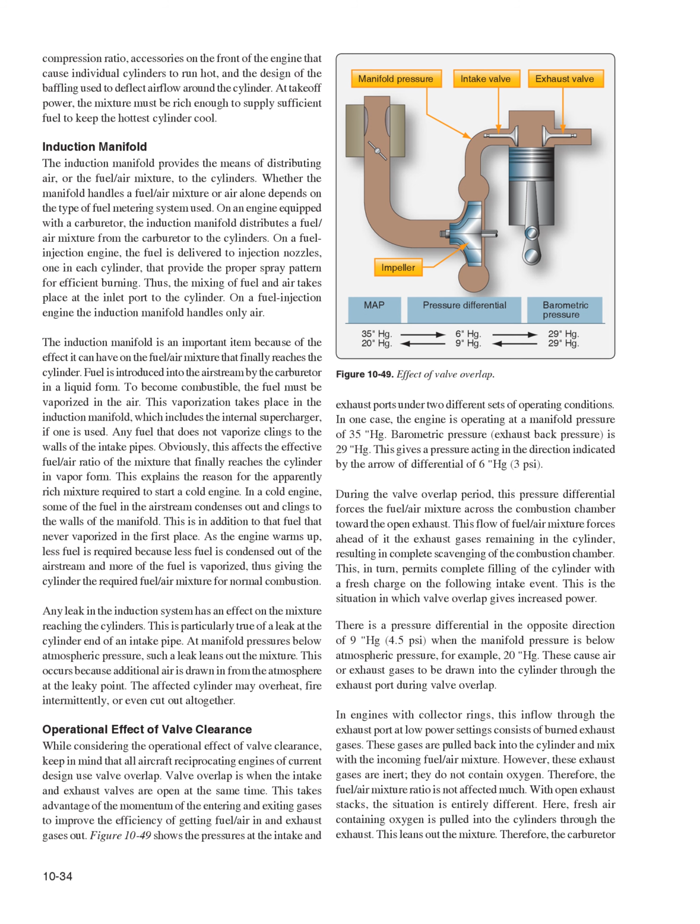Any leak in the induction system has an effect on the mixture reaching the cylinders. This is particularly true of a leak at the cylinder end of an intake pipe. At manifold pressures below atmospheric pressure, such a leak leans out the mixture. This occurs because additional air is drawn in from the atmosphere at the leaky point. The affected cylinder may overheat, fire intermittently, or even cut out altogether.